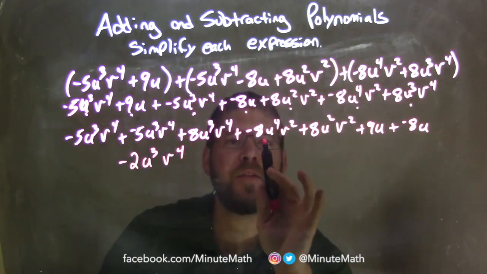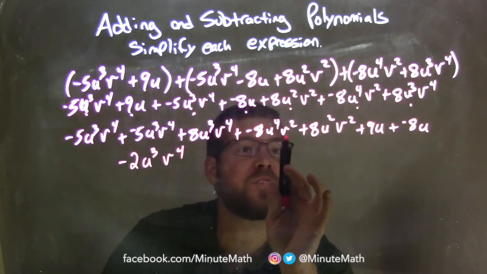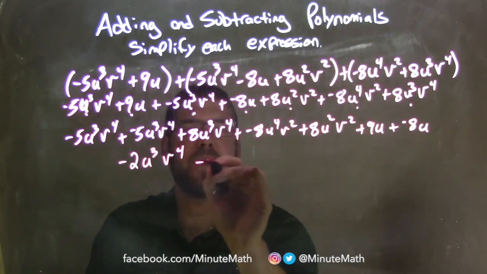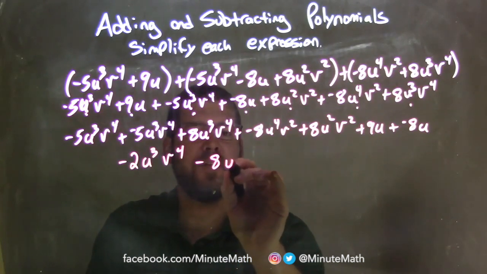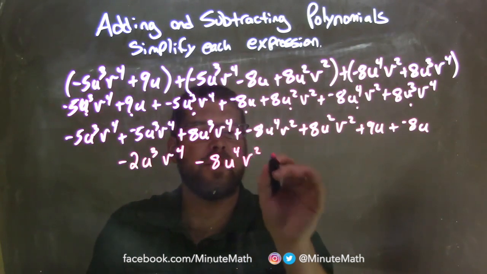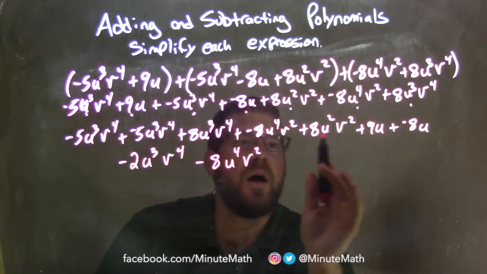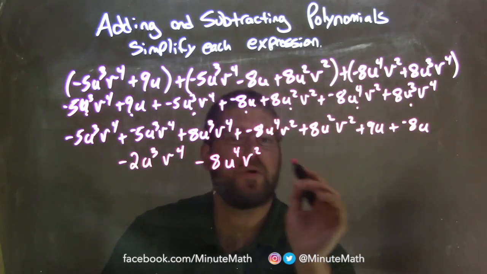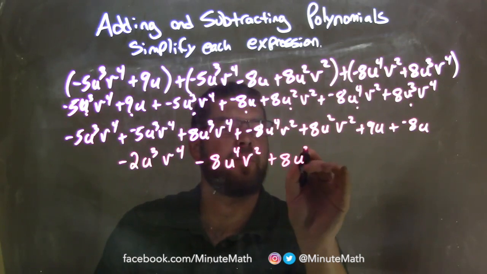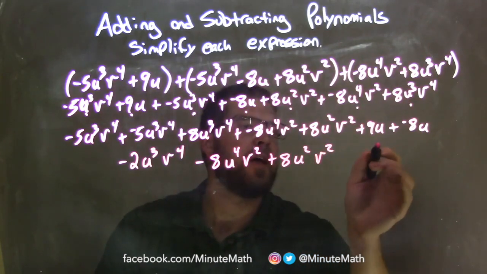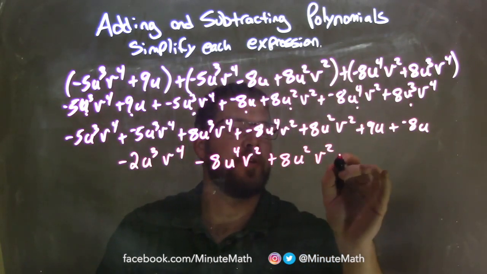Then from here, do I see anything else that has u to the fourth, v squared? No. So let's bring that down, make a subtraction, minus 8u to the fourth, v squared. Then I don't see anything that's u squared, v squared, so we have plus 8u squared, v squared. Then 9u minus 8u is just 1u, plus a positive 1u.